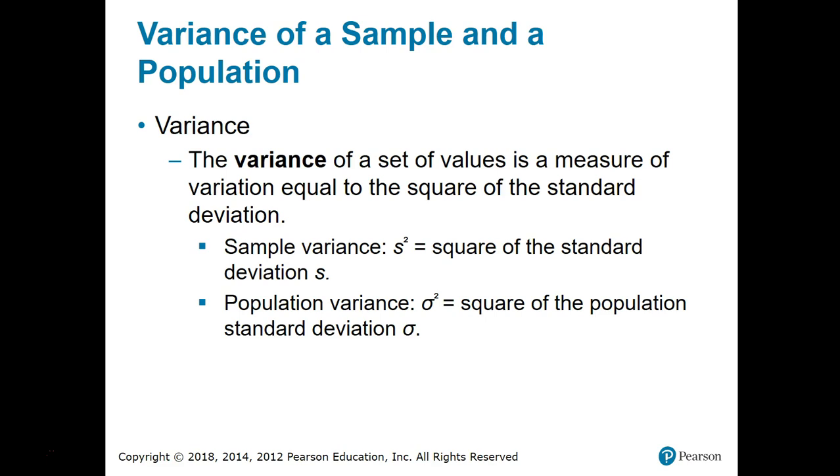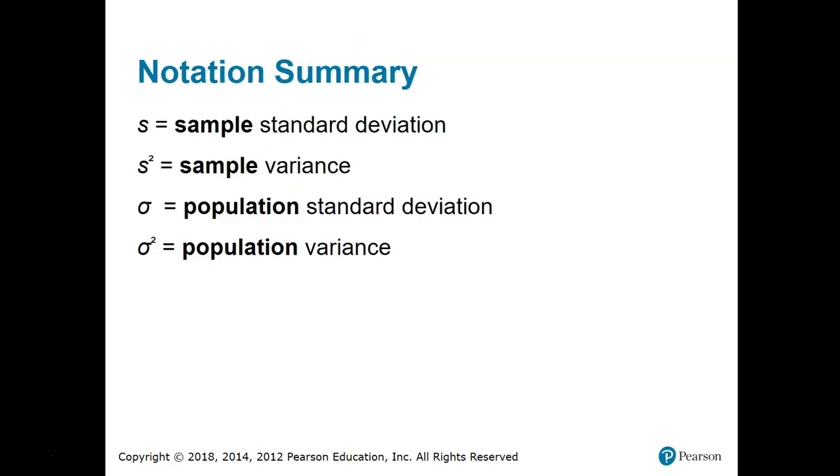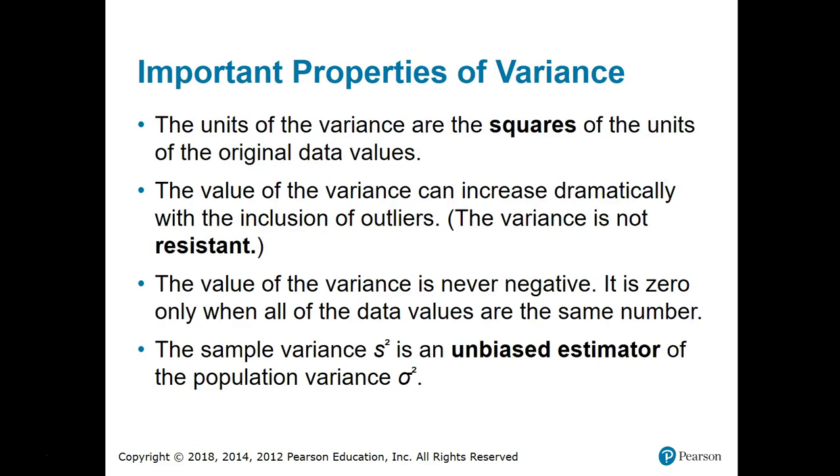Now we can also talk about the variance of a sample or population, and this is simply equal to either s squared for a sample or sigma squared for a population. So basically the same equations we had before without the big square roots. So S, sample standard deviation, S squared, sample variance, sigma, population standard deviation, and sigma squared, population variance.